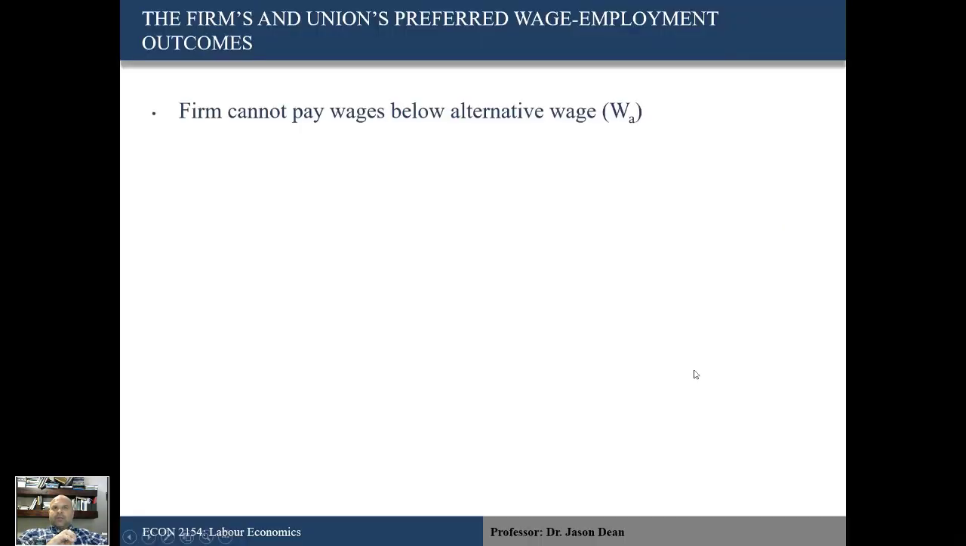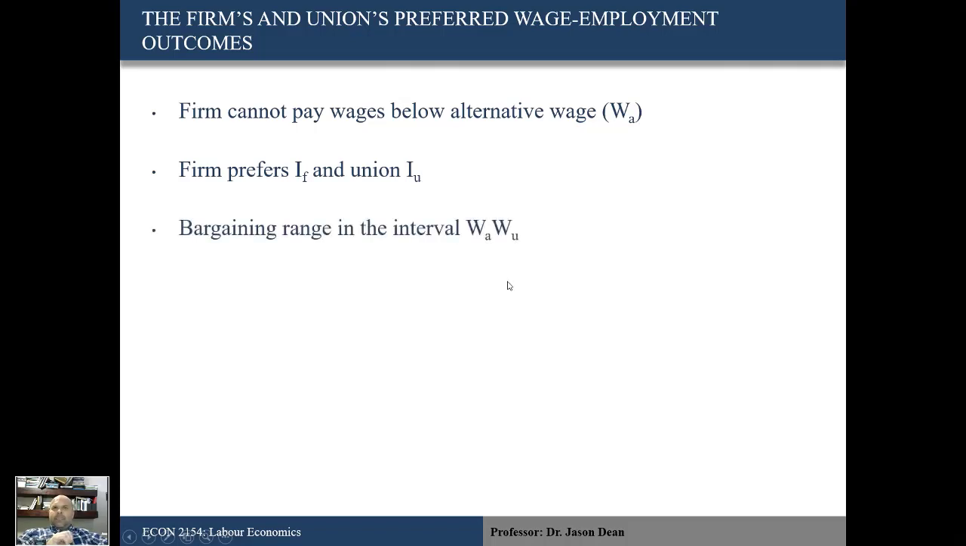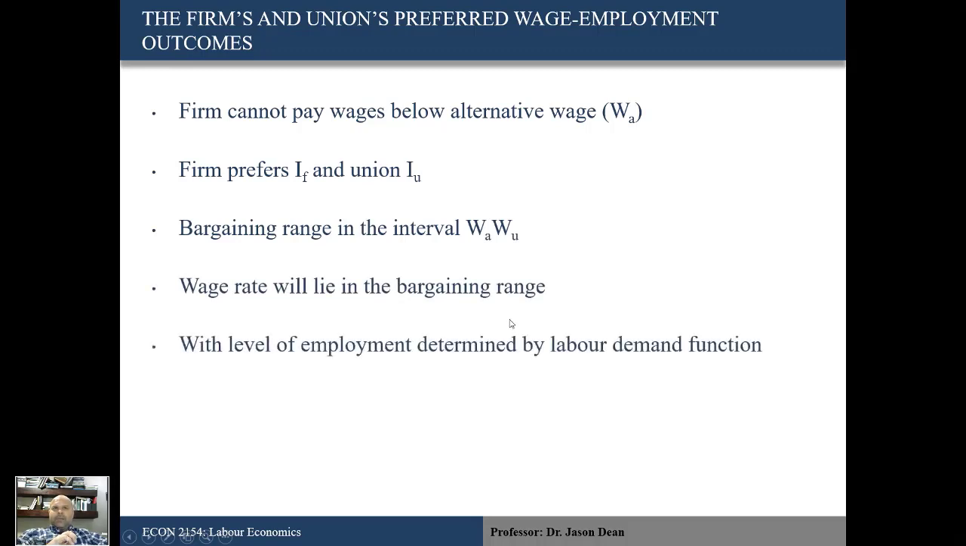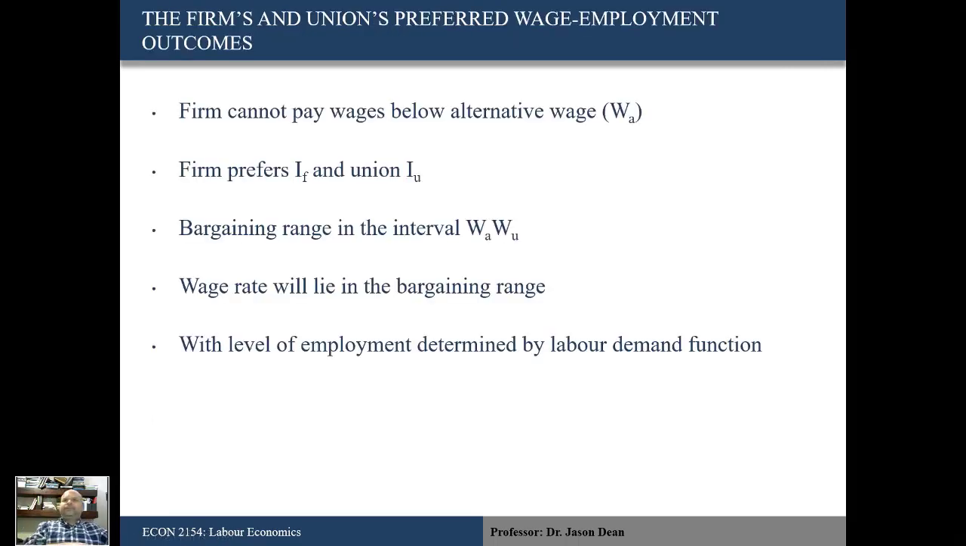So the firm cannot pay wages below the alternative wage. The firm prefers I subscript F, and the union prefers I subscript U in the diagram we just looked at. The bargaining range then would be W_A to W_U, and the wage rate will lie in the bargaining range, with the level of employment determined by the labor demand function. So they would negotiate the wage, the firm would maximize its profits by selecting E star, and that would be the outcome.